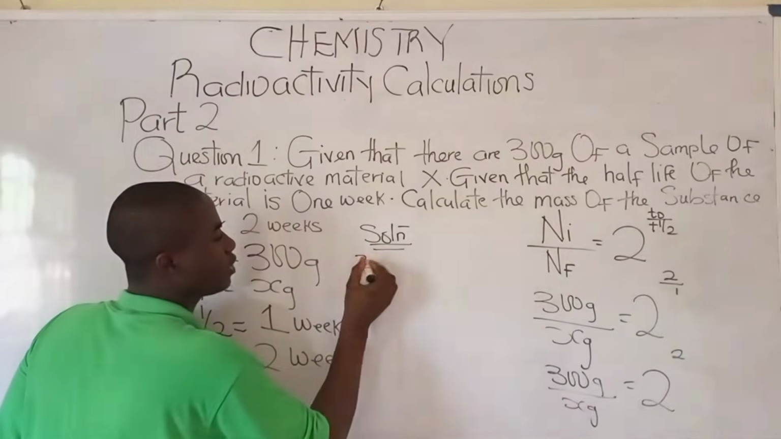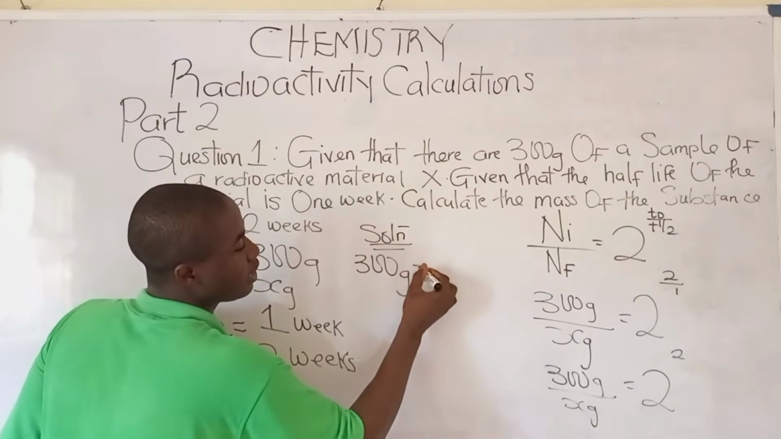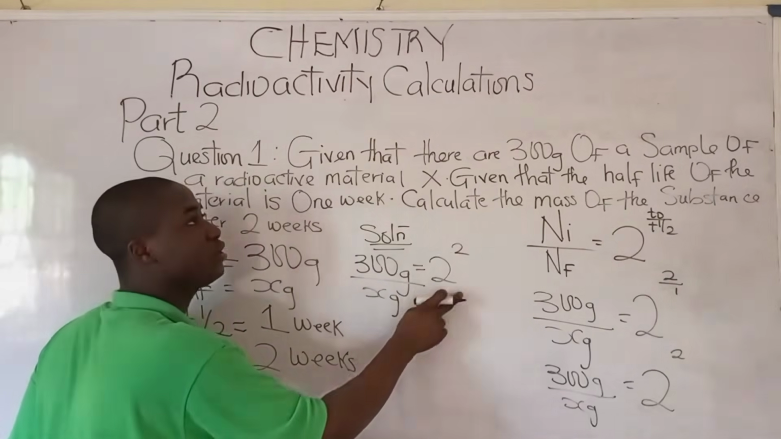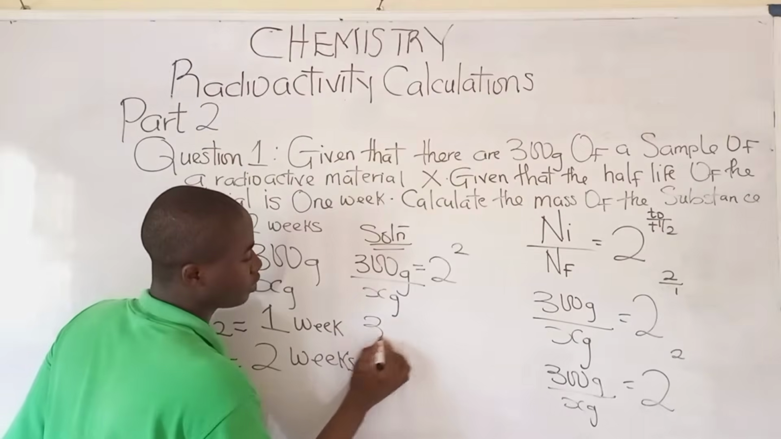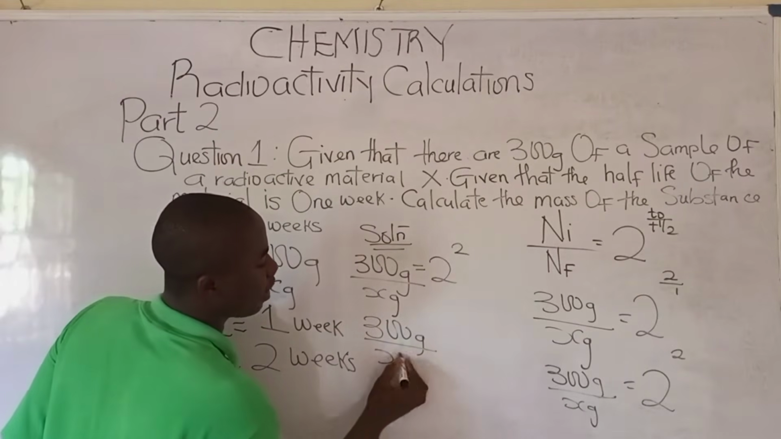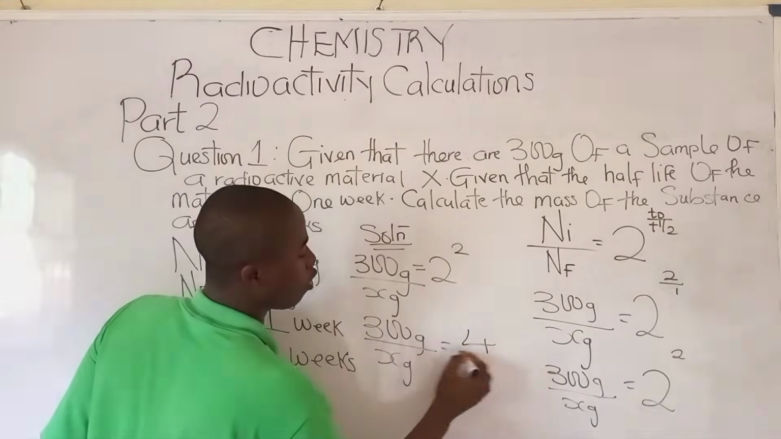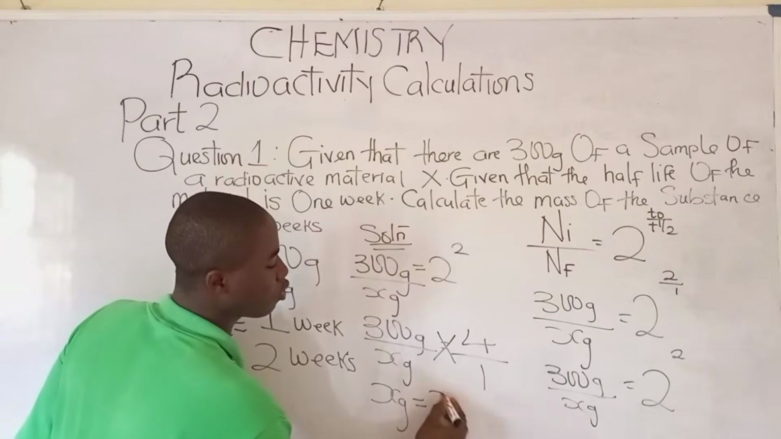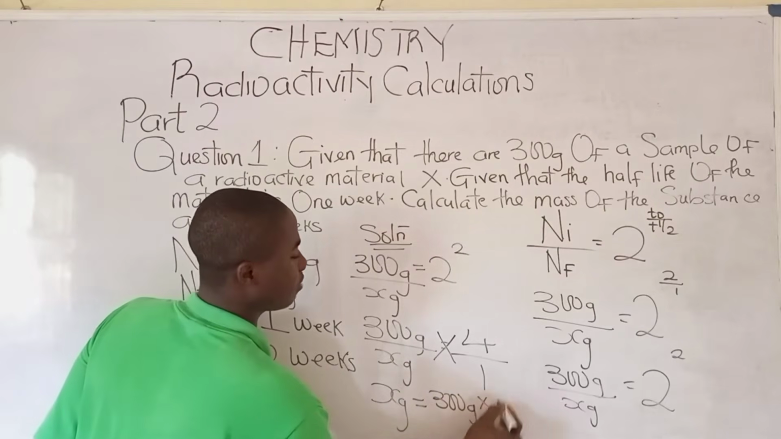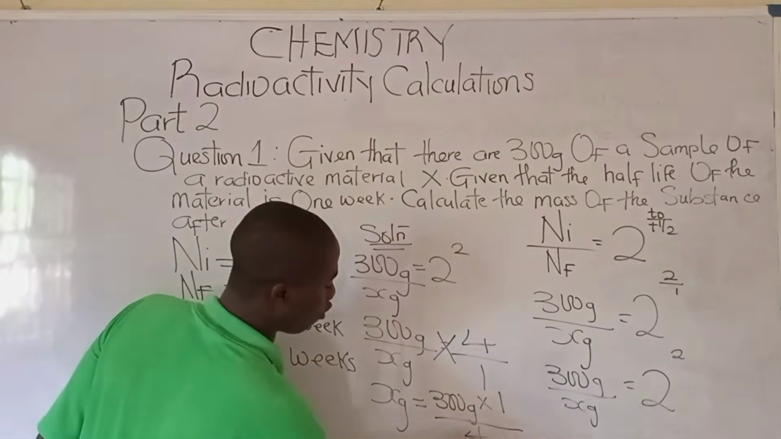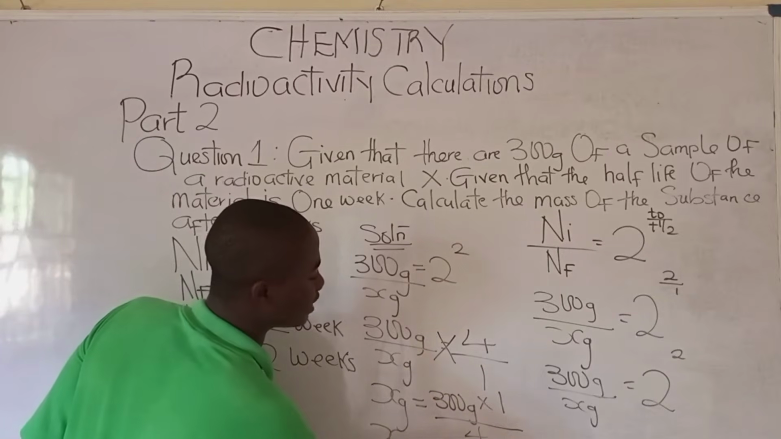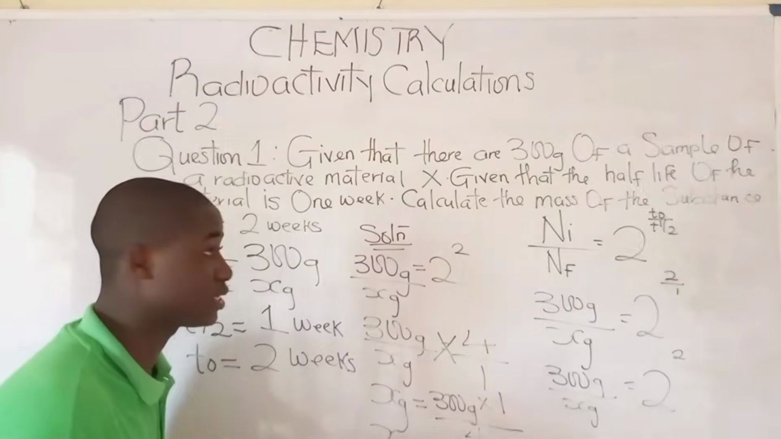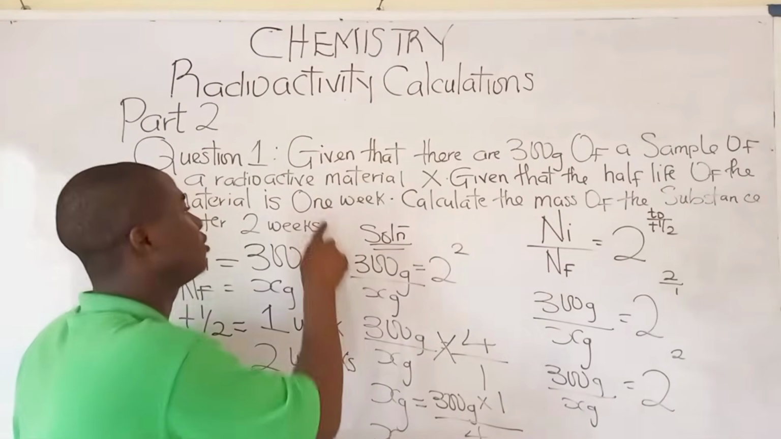So bringing this up here, 300 grams over X grams is equal to 2 raised to the power 2. And 2 raised to the power 2 is 4, that's 2 times 2. So 300 grams all over X grams is equal to 4 over 1. So we cross multiply. X grams, making it the subject, becomes 300 grams times 1 all over 4. So X grams becomes 75 grams. 75 grams is the mass of the substance that will be generated after 2 weeks.